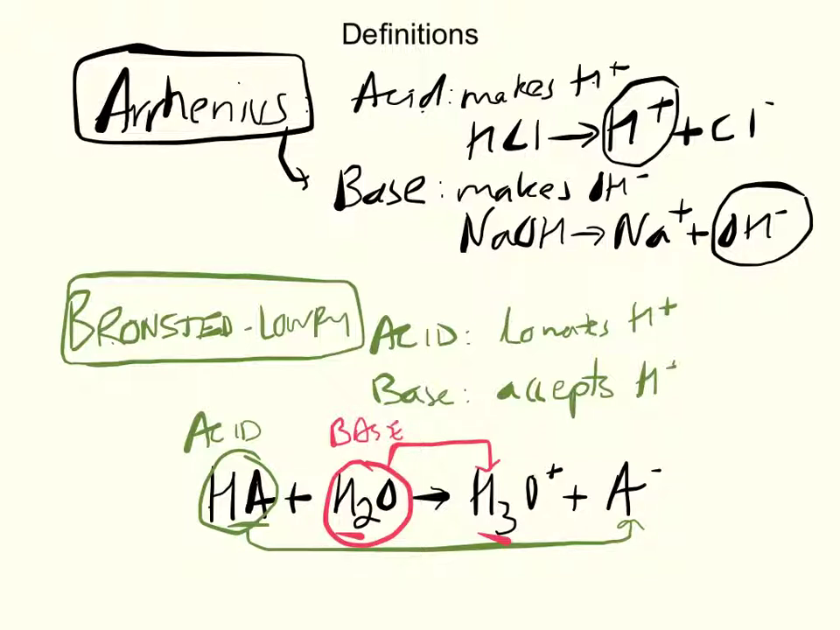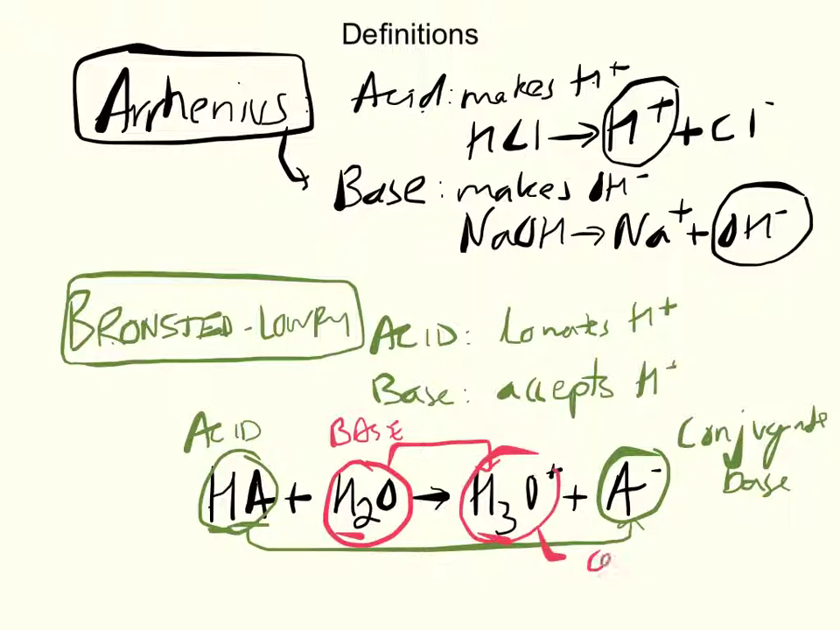The other two vocab terms we need to know are conjugate acid and conjugate base. When the acid loses its proton, whatever is left over is called the conjugate base. And when a base gains a proton, the resulting compound, in this case H3O+, is called the conjugate acid. So essentially the conjugate acid is just a base that's gained a proton, and a conjugate base is an acid that's lost a proton. So we need to be familiar with those two definitions.